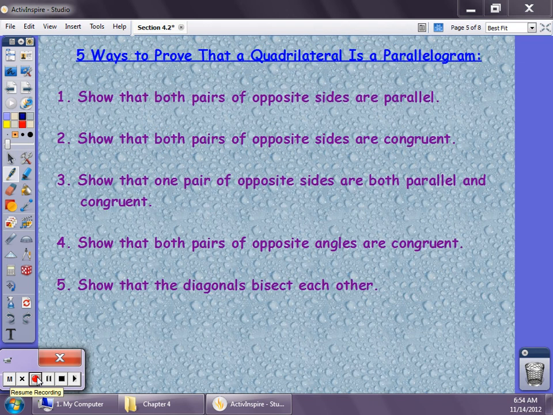Before we move on to the last theorem for this lesson, let's review the 5 ways to prove that a quadrilateral is a parallelogram. In the last lesson, we learned that a quadrilateral is a parallelogram if both pairs of opposite sides are parallel. In today's lesson, we learned 4 additional ways. So we can show that both pairs of opposite sides are congruent. We can show that one pair of opposite sides are both parallel and congruent. We can show that both pairs of opposite angles are congruent. And lastly, we can show that the diagonals of the quadrilateral bisect each other.